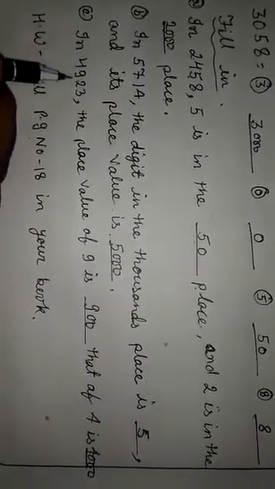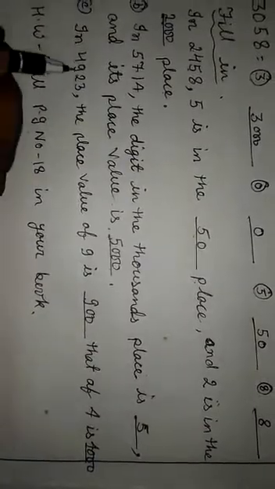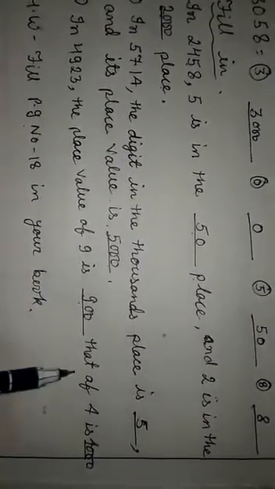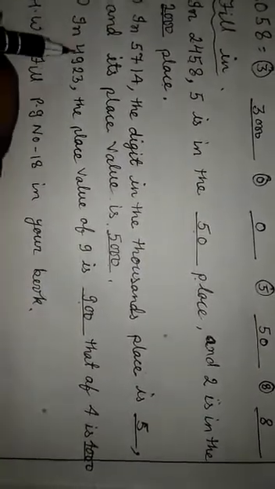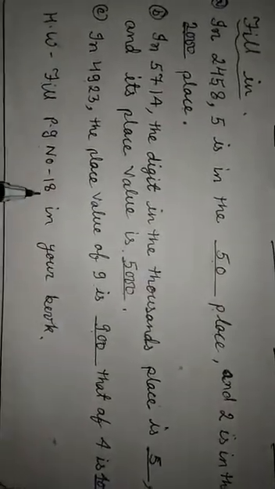Now in 4923, the place value of 9 is 900, and of 4 is 4000. Okay. Fill the page number 18 in your book.